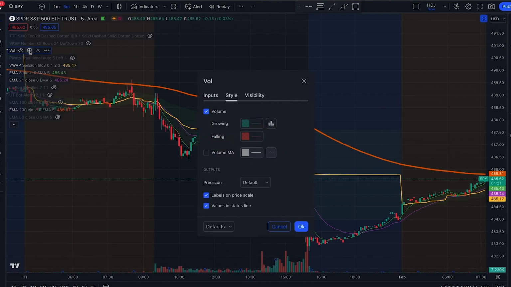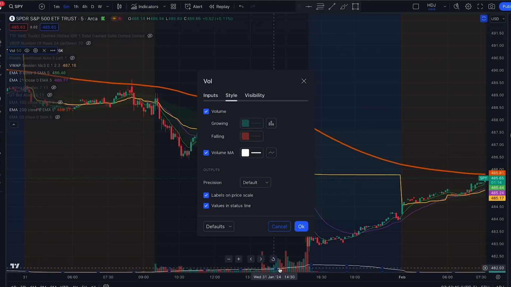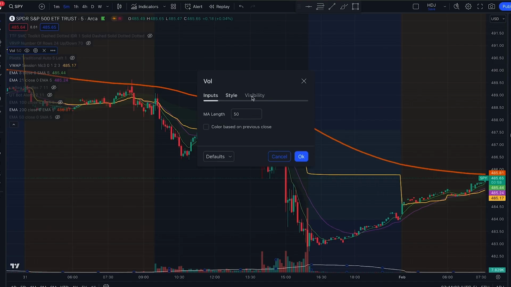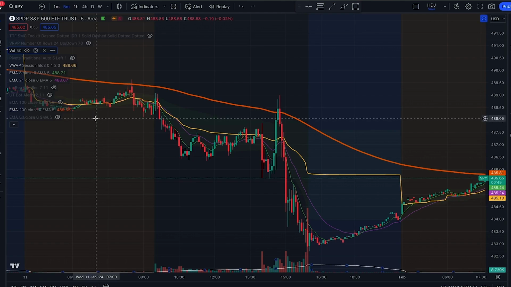And if we go open up the settings again, this line just gives you basically an average of how the volume is going throughout the day, this white line. So you can leave it off or turn it on. It's up to you. But these are the volume settings. So this is style. These are your inputs. So everything is pretty basic when it comes to volume, but you definitely need to add volume as one of your indicators. Okay, so recap real quick.